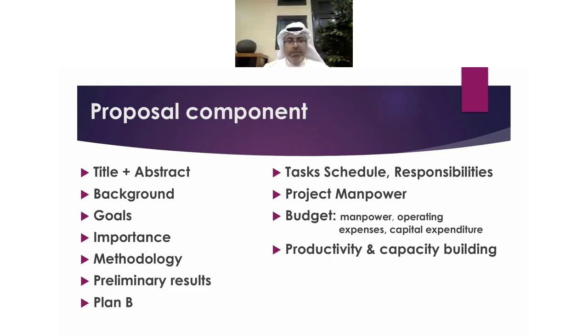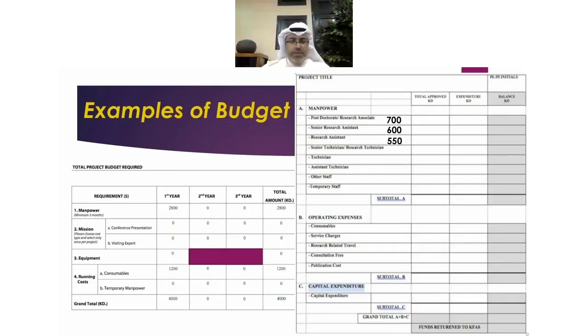And don't buy equipment or ask for buying equipment if you already have it in your department or in your college or in your institute. Try to approach the people responsible for the equipment and use it. Productivity and capacity building is also very important. You need to write about it. So these kinds of things should be in your mind, beside the criteria that I mentioned before, when you write a proposal. This is just a quick example from Kuwait University and from KFAS.